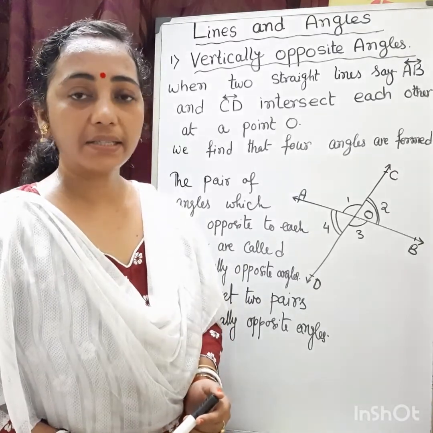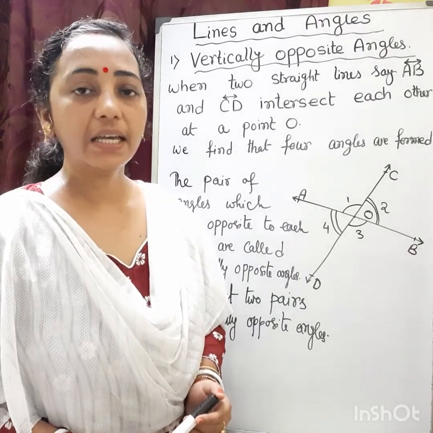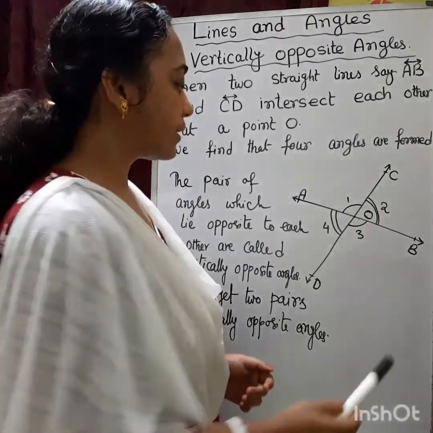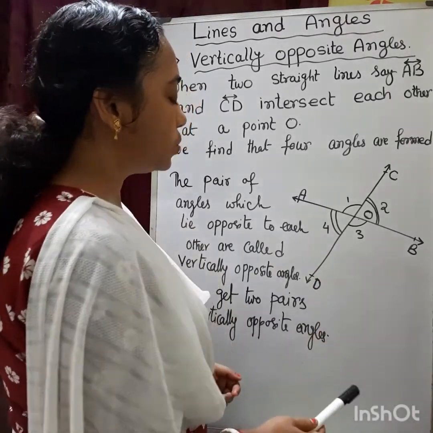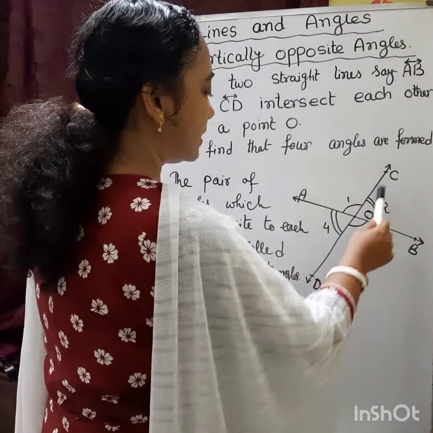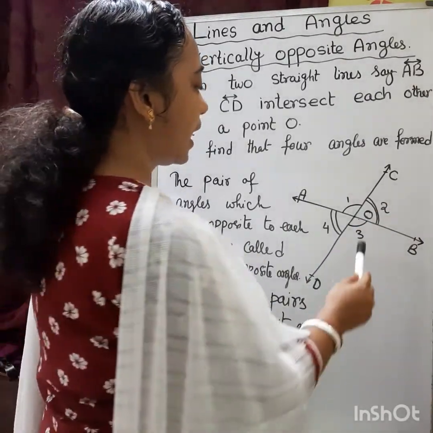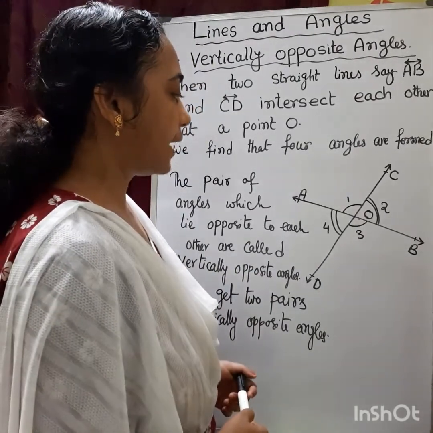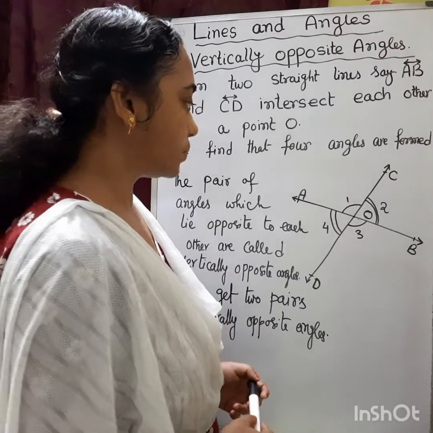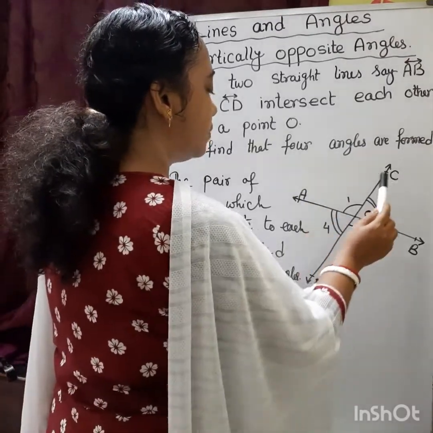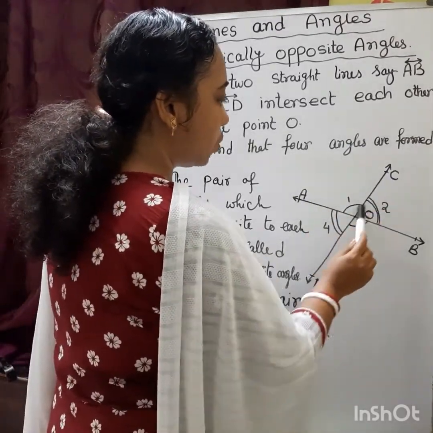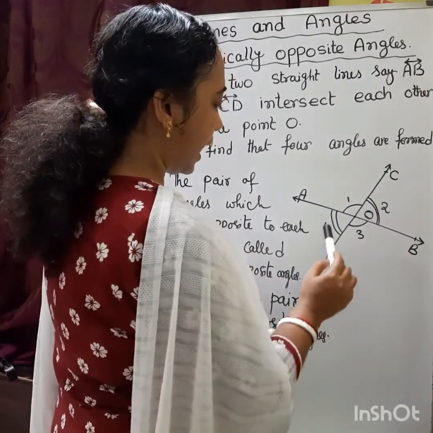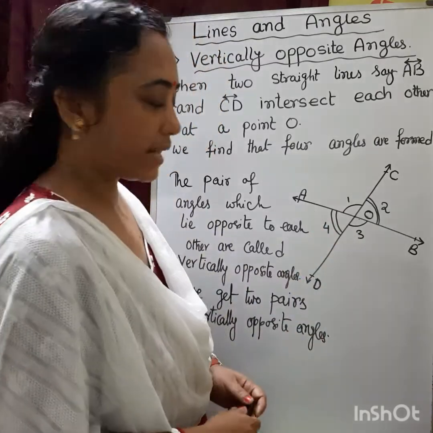When two straight lines, say AB and CD, intersect each other at a point O. Now look at this figure. In this figure, two straight lines, that is AB and CD, intersect each other at a point O. So here we can see that four angles are formed. That is angle AOC, which is marked as 1, COB, which is marked as 2, BOD, which is marked as 3, and DOA, which is marked as 4.